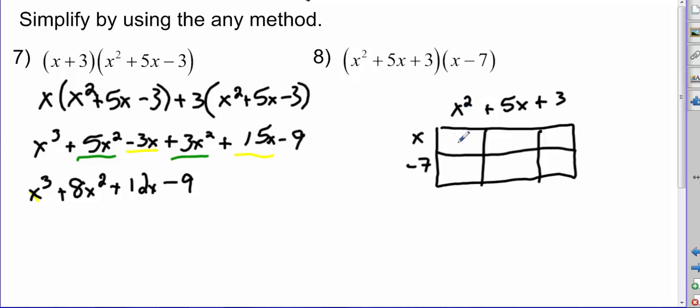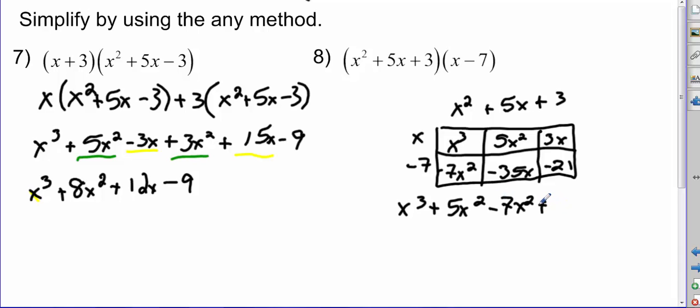X times x squared is going to give us x to the third. And then we have a negative 21. So here we go. We're going to write all these out. X to the third plus a 5x squared minus 7x squared plus 3x minus 35x minus 21.